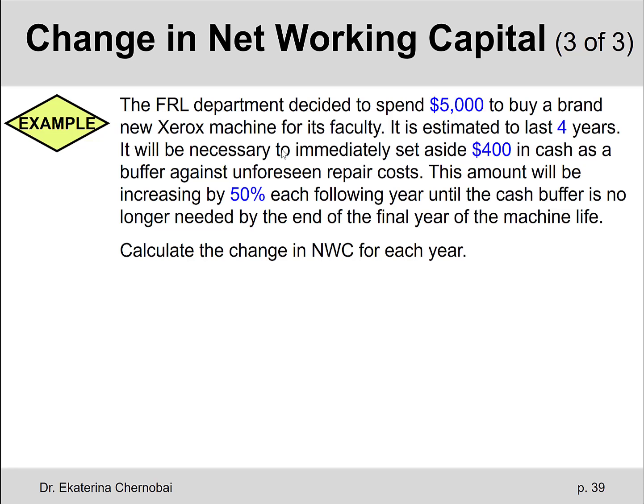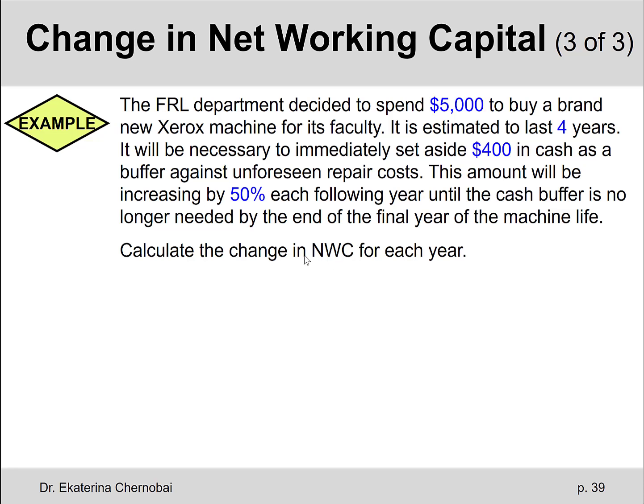It will be necessary to immediately set aside $400 in cash as a buffer against unforeseen repair costs. This amount will be increasing by 50% each following year until the cash buffer is no longer needed by the end of the final year of the machine life. Calculate the change in net working capital for each year. So 1 year at a time, we need to see how the net working capital would be changing.